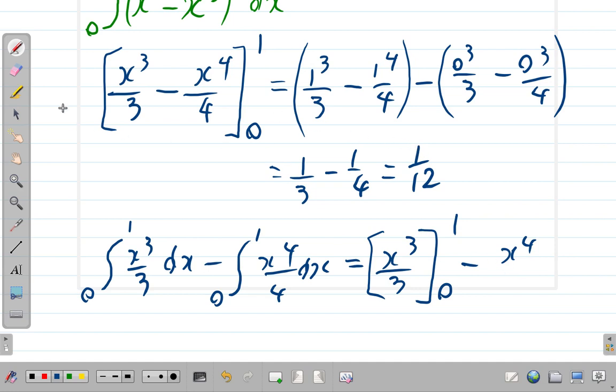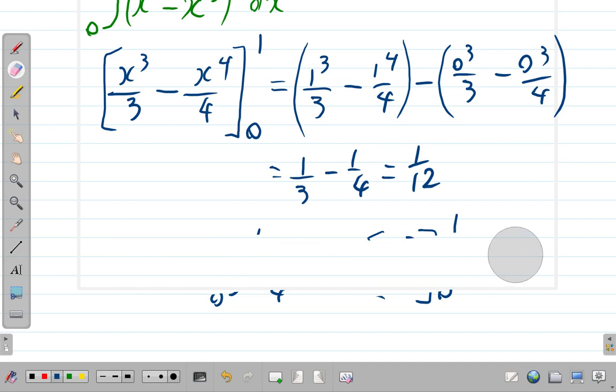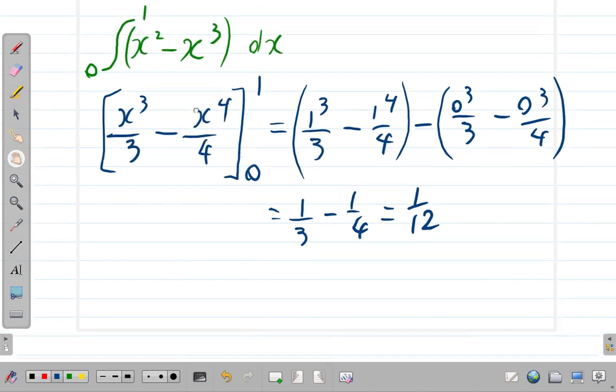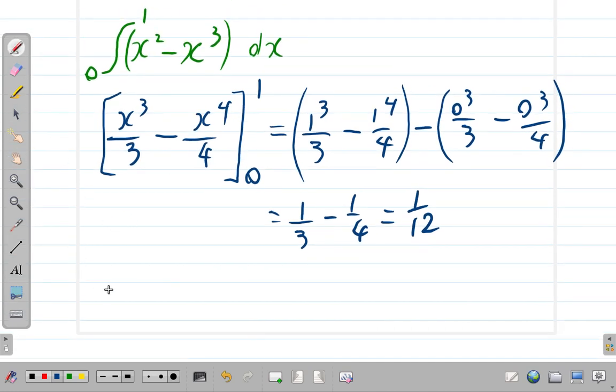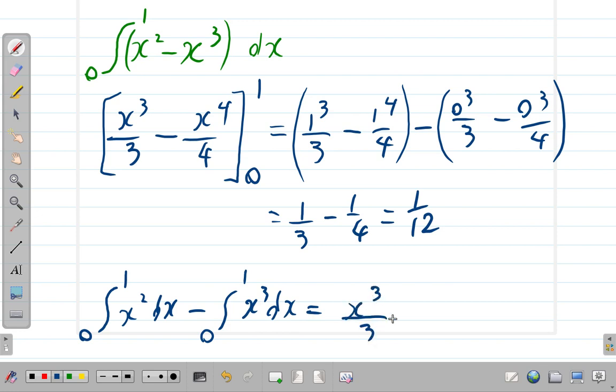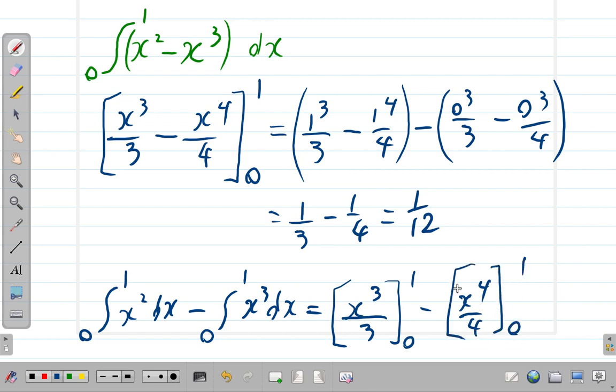Oh, wrong thing I'm doing. I'm looking at what was already integrated. I should be looking back at this. Right. So let's go with it properly now. The integral from 0 to 1 of x squared dx minus the integral from 0 to 1 of x cubed dx. Alright, good. So we have x to the 3 over 3 from 0 to 1 minus x to the 4th over 4 from 0 to 1.